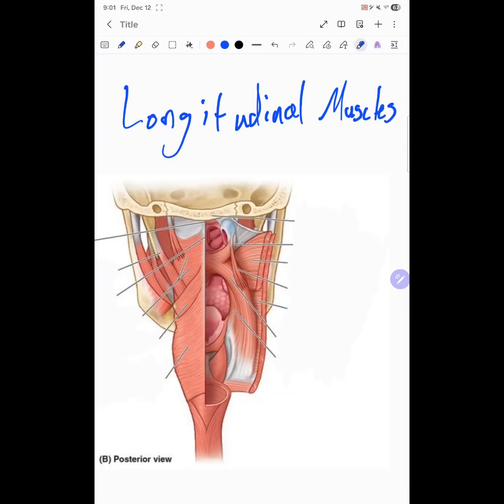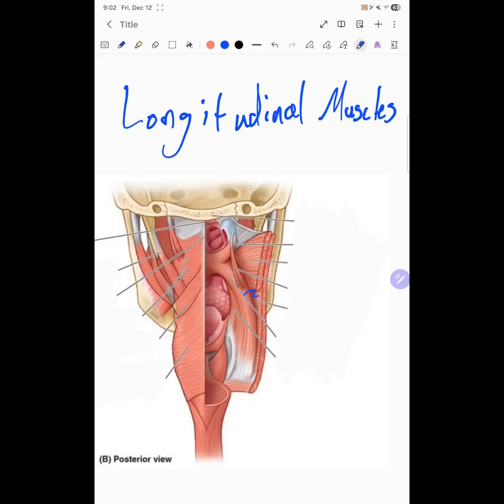Now we're going to talk about the longitudinal muscles of the pharynx. They're basically going to be looking at this side. There are three longitudinal muscles: the palatopharyngeus, the salpingopharyngeus, and the stylopharyngeus. They help elevate the larynx and shorten and widen the pharynx during swallowing and speaking.